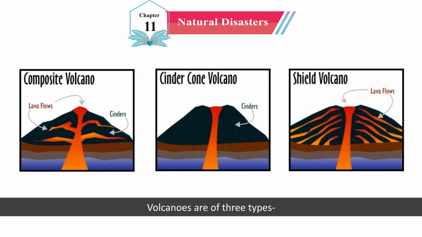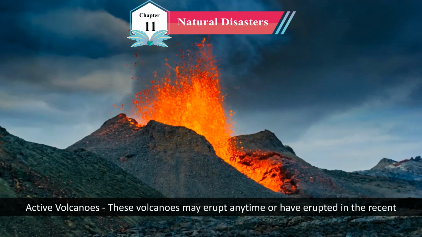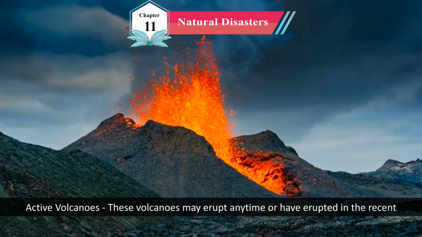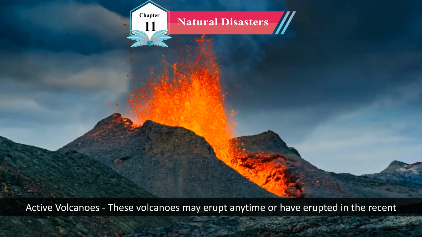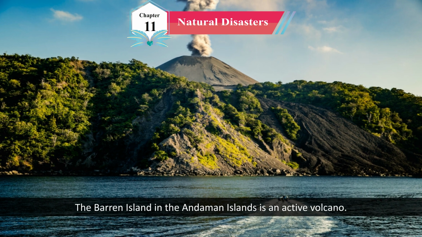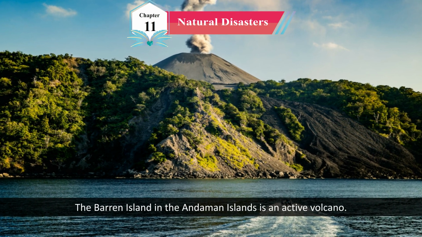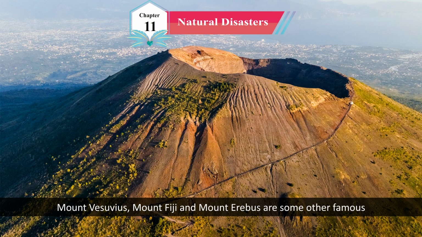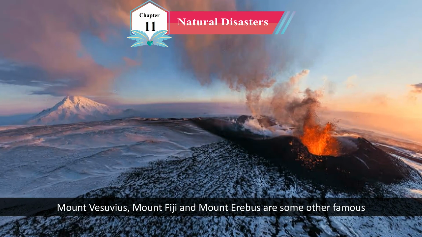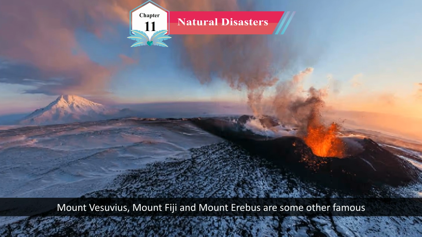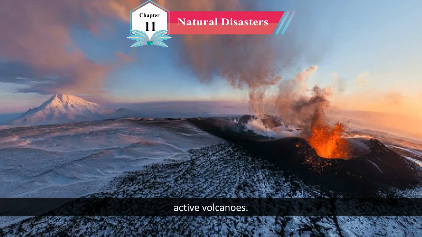Volcanoes are of three types. Active volcanoes. These volcanoes may erupt anytime or have erupted in the recent past. The Barren Island in the Andaman Islands is an active volcano. Mount Vesuvius, Mount Fuji, and Mount Erebus are some other famous active volcanoes.